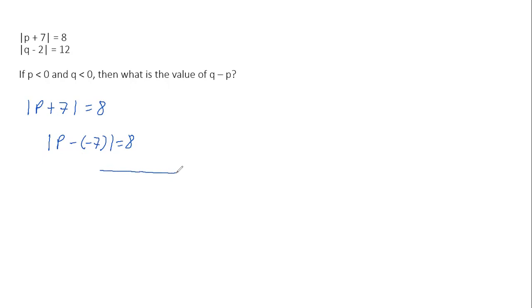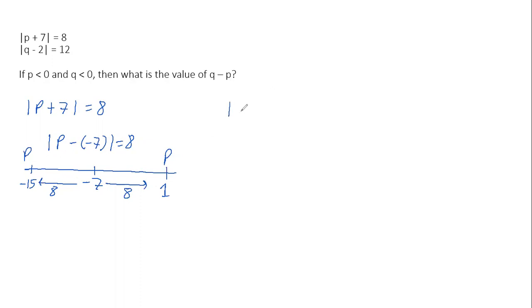So how will we read this? The distance of p from minus 7 is 8. So if I go 8 points ahead, I will reach plus 1. If I go 8 points behind, I'll reach minus 15. So according to this equation, p has two values. So p could be 1 or p could be minus 15.